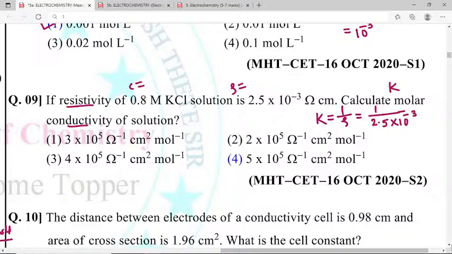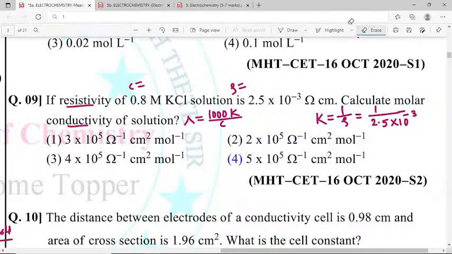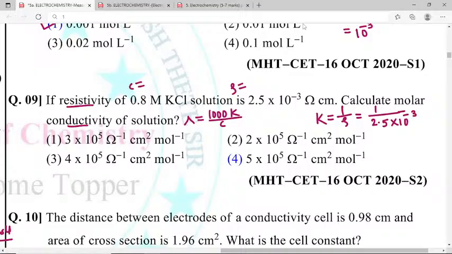Calculate the molar conductivity. Molar conductivity, so this is the K value here, and then by using this formula, molar conductivity is equal to 1000 K divided by C. So this is conductivity. And then put the value for K, C, that's concentration 0.8, K value as 1 divided by 2.5 into 10 to power minus 3, and concentration 0.8. Put the value, will get the answer 5 into 10 to power 5 per ohm centimeter square per mole.